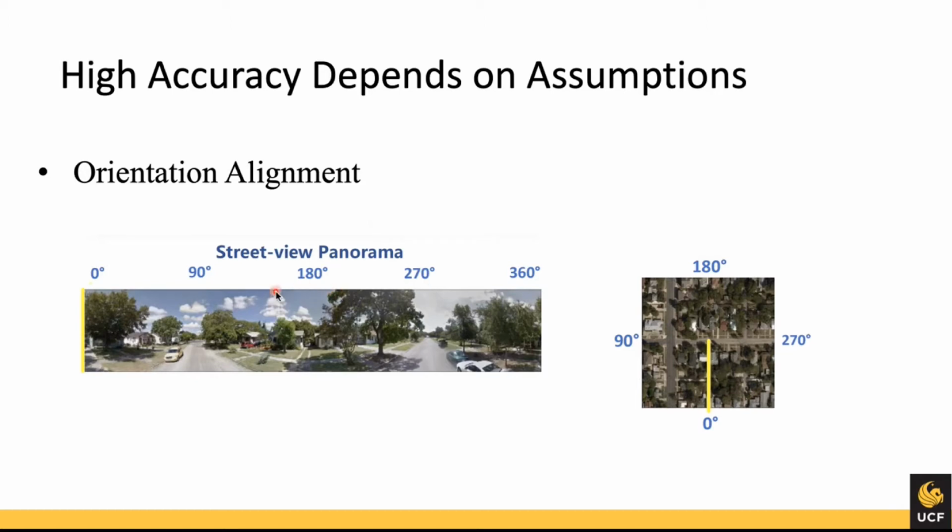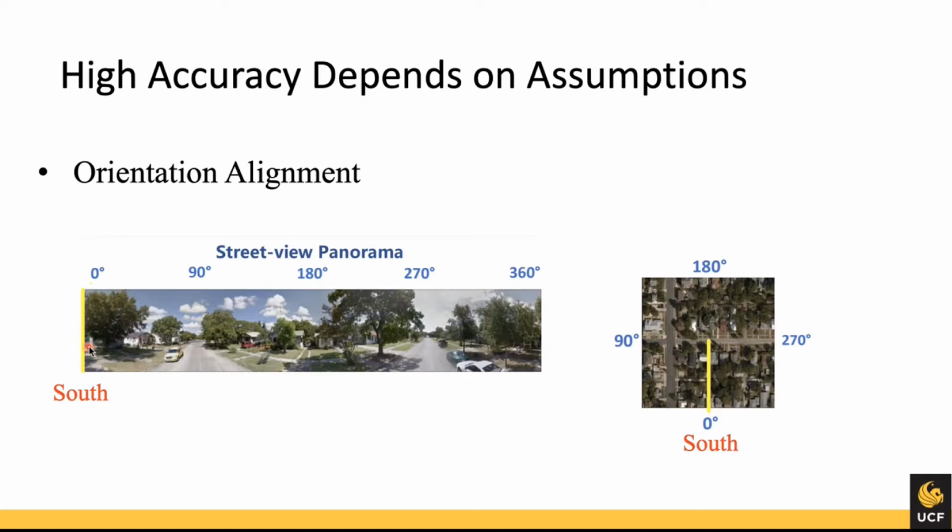Take this as an example. This is the street view panorama image, and this is the reference satellite image. The orientation has been aligned. That means if you look at the yellow bar in the street view and also here in the satellite view, they have the same alignment information. This indicates the south, and on the very left beginning indicates this is the south.